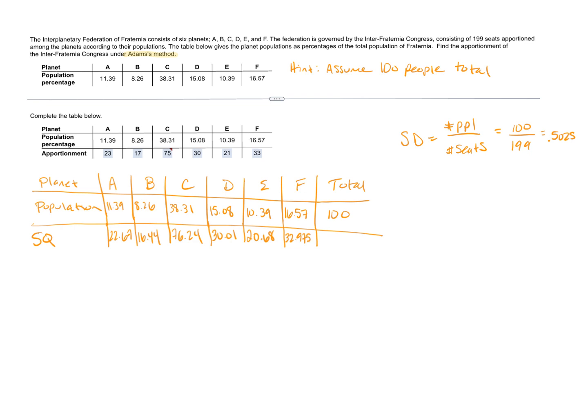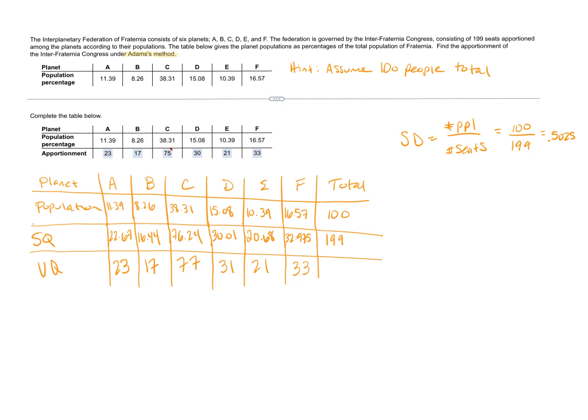If we add those up, we should get 199 or very close to it because of small rounding errors. Now, because we're doing Adams' method, the next step is to round all of these up. No matter what the decimal reads, we round up to get the upper quota. So this goes to 23, 17, 77, 31, 21, 33. Every single one went up, even if the decimal was less than 0.5, because Adams' method is round up.